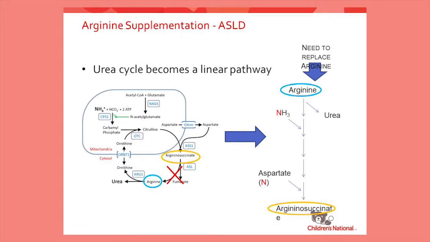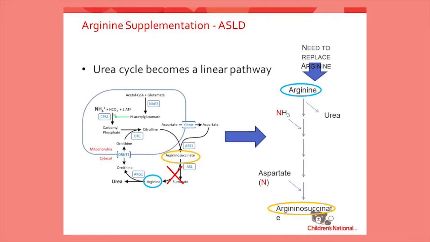Okay, so in OTC deficiency, obviously, the block is here. You go from citrulline to ornithine. So in this case, it's really important in these conditions, again, when you transplant the liver, that you find a way to replenish arginine. Now, in the bowel, there's a lot of arginase. The liver has a lot of arginase. So typically, when you just give arginine, about half of it is degraded even before it gets to the peripheral circulation.